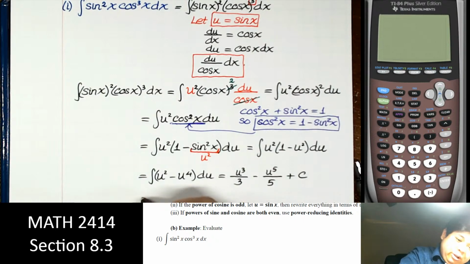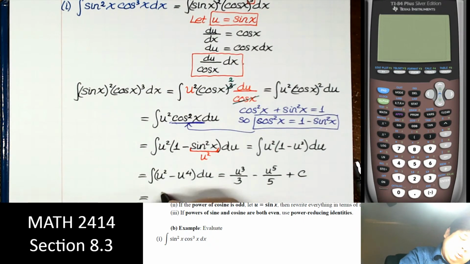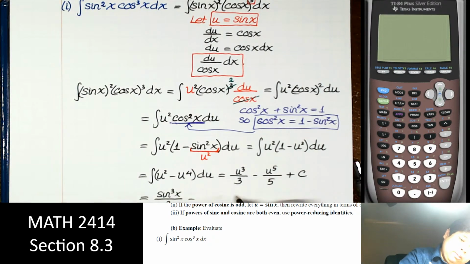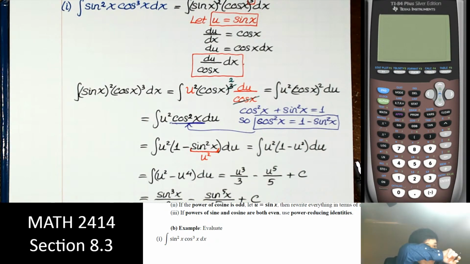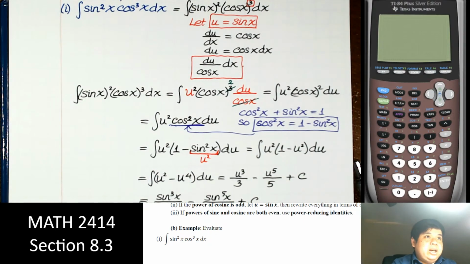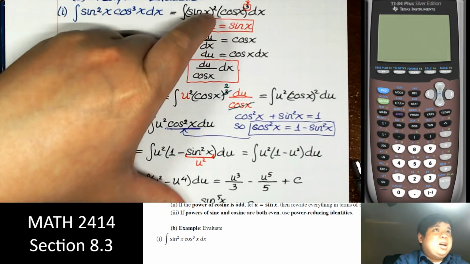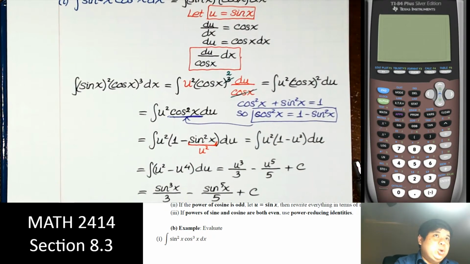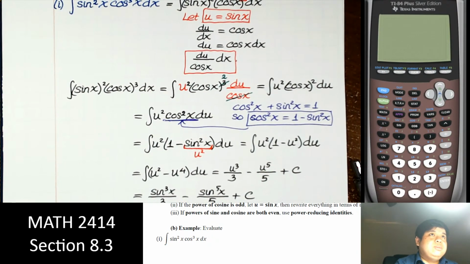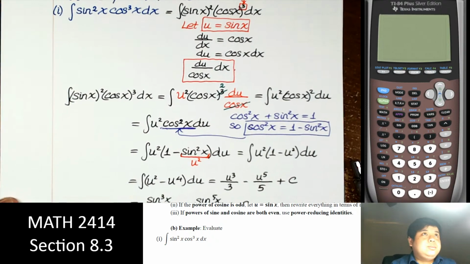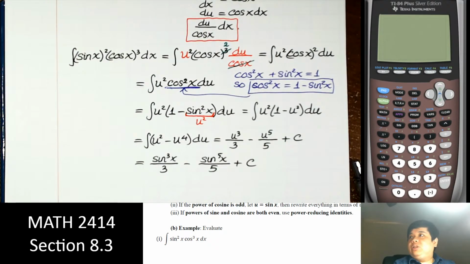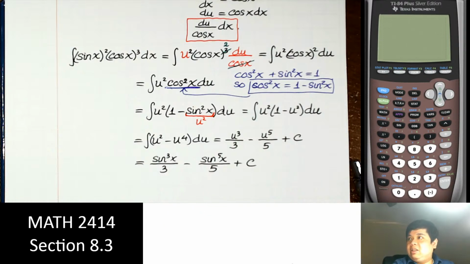And finally u is sin x, so I have sine cubed over 3 minus sine to the 5th over 5 plus c. Right. So the rule here is, whatever sine or cosine, if one of them is odd, we're going to let u equal to the other function. And then we use substitution for that.